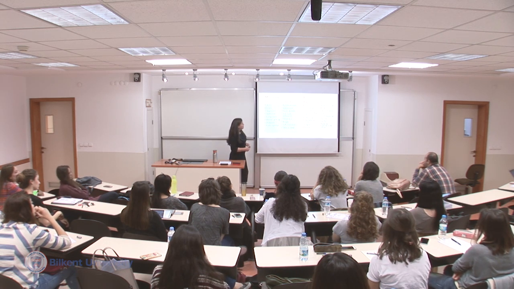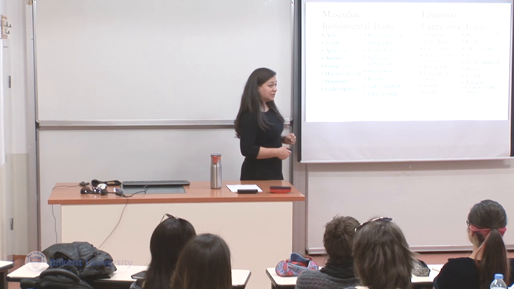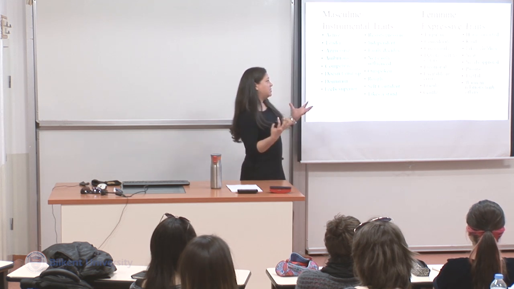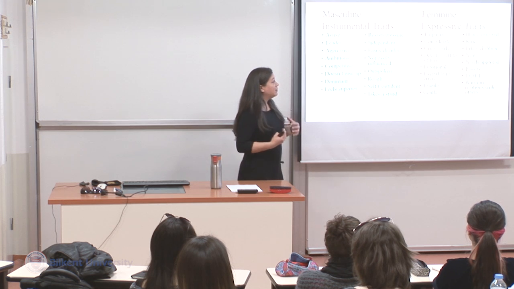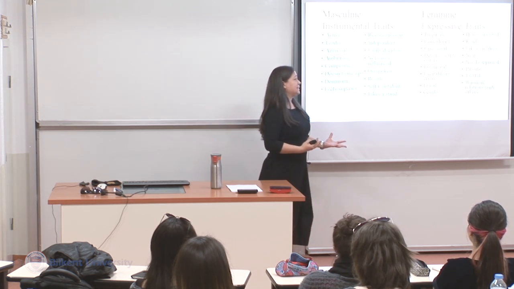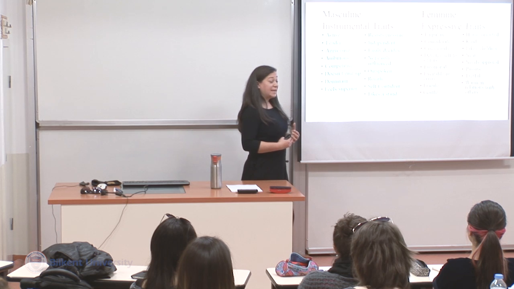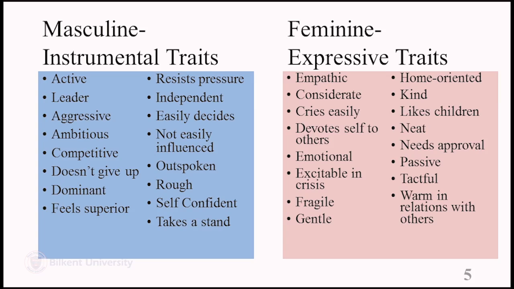Let's look at the feminine traits. I'm not saying that these are bad traits or less important, but they have an underlying flavor to them. So feminine traits are being empathic, being considerate, someone who cries easily, someone who devotes themselves to others, who's emotional, excitable in crisis, doesn't know what to do, fragile, gentle, home-oriented, kind, likes children. Oh, this is a big one, likes children. You have to like children. Neat, needs approval, passive, tactful, warm in relations with others.